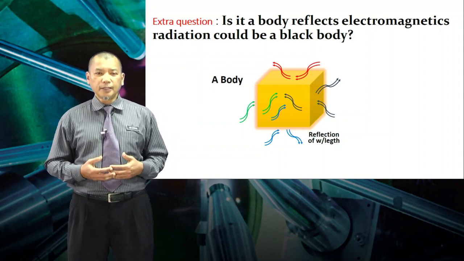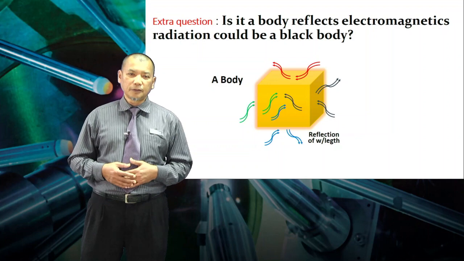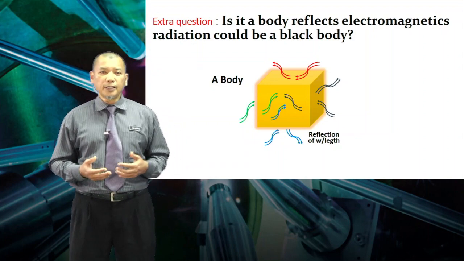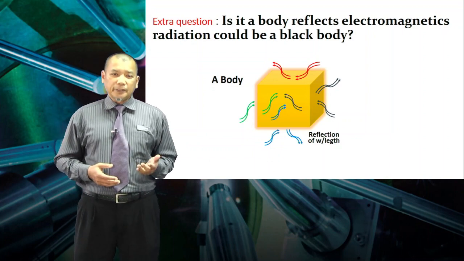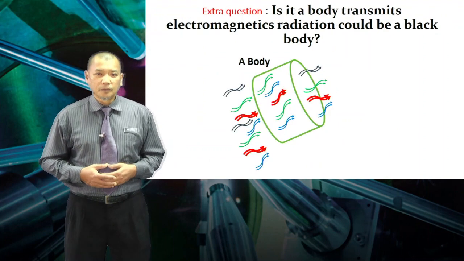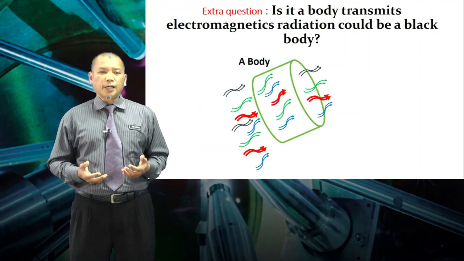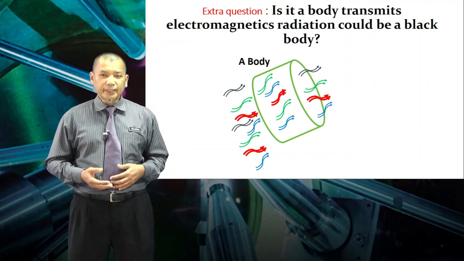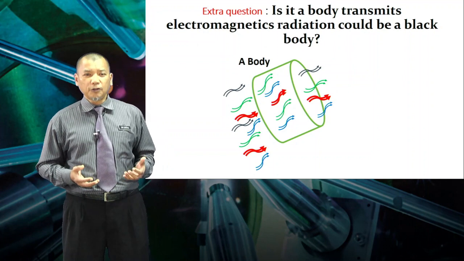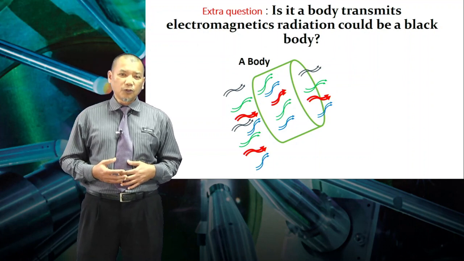And the second question is, if a body transmits electromagnetic radiation, could it be a black body, such as glass, transparent objects, mirror? Oh yeah, mirror also is a good reflector. So what is the answer?